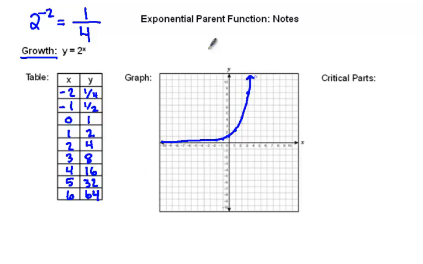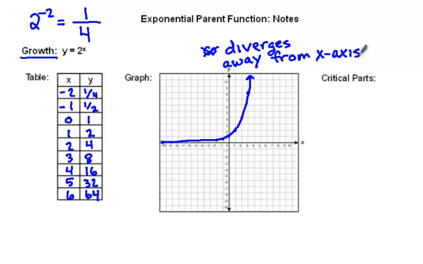And so when it converges, that's not bad, it's not converges. When it diverges away from the x-axis, this is how we know that it is a growth. And whenever I say diverges, it means go away from, okay?